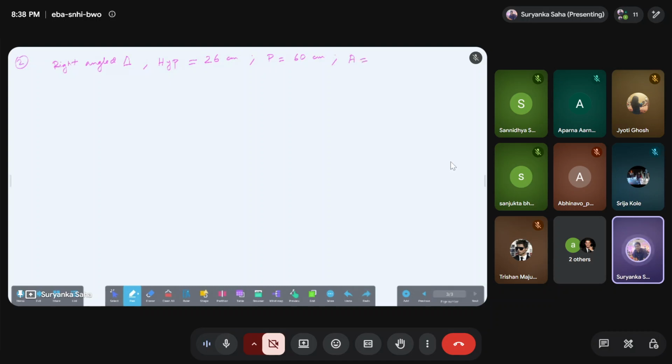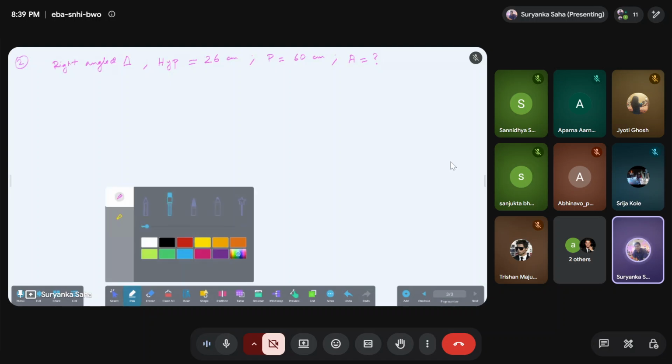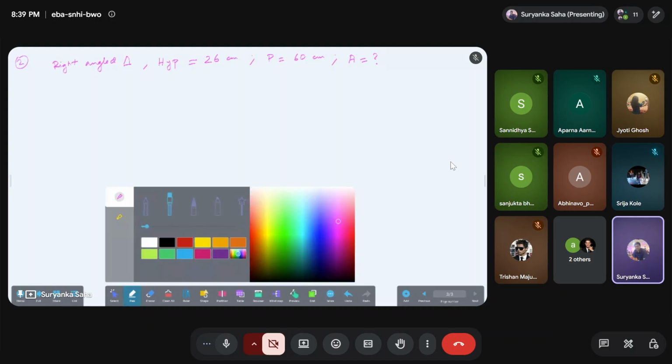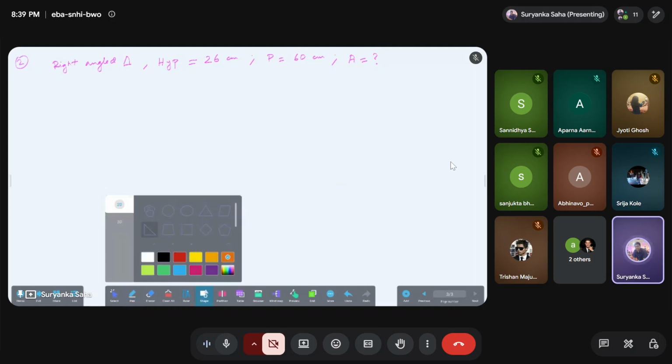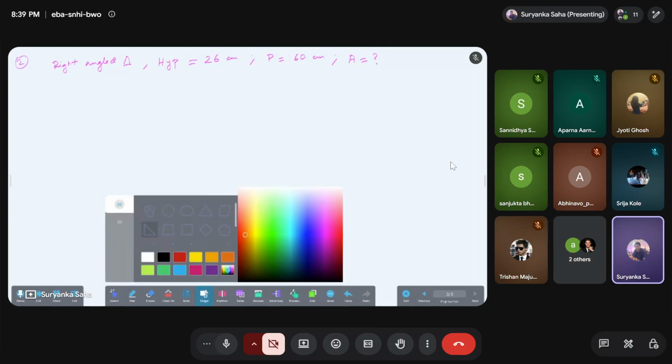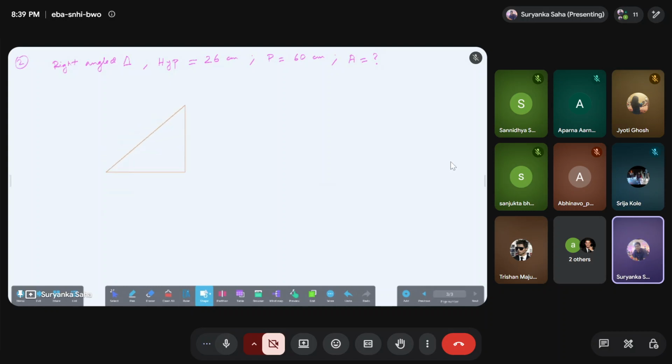Come on, do it quickly. Area of a right angle triangle. Quickly, draw the right angle triangle, do it fast. Let me take a right angle triangle over here. Sir, is P perimeter? Yes, P for perimeter, correct.